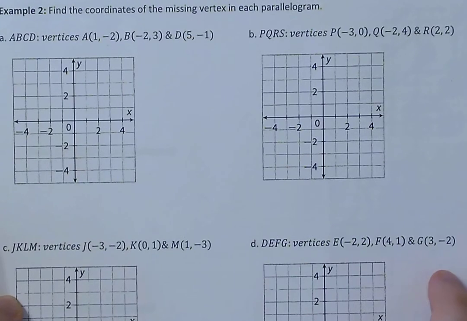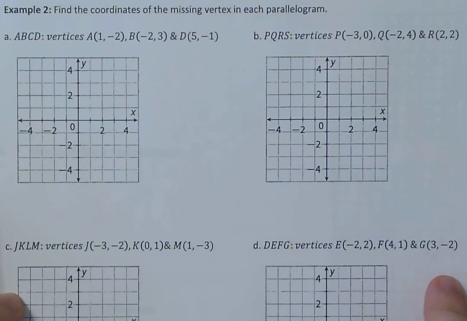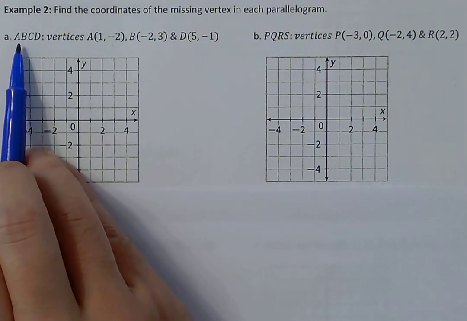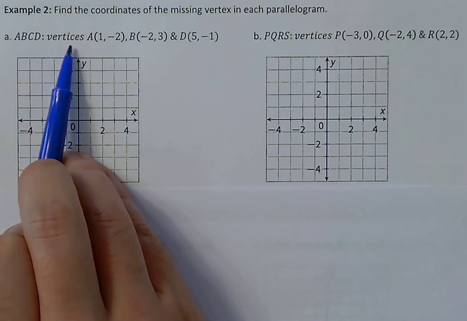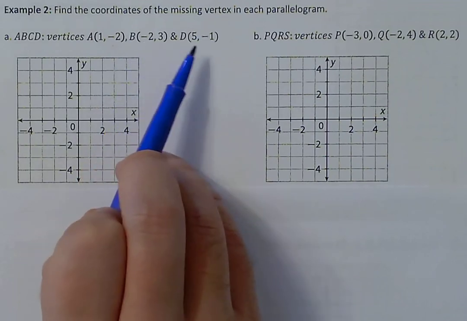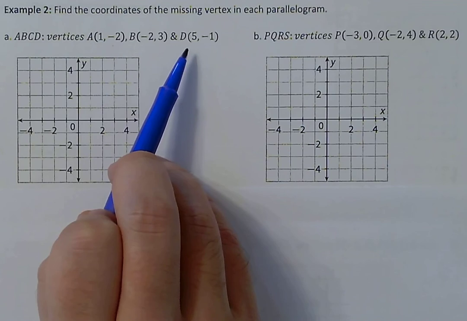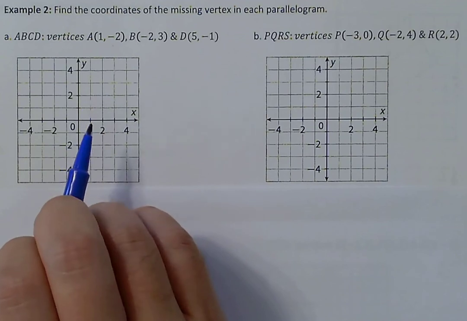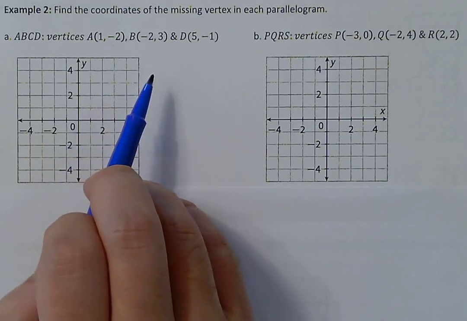Now, example 2 for 10.1 is going to ask us to find the coordinates of the missing vertex in each parallelogram. So for example 2, every shape is going to be a parallelogram, and we have to go through and find the missing coordinate. So for part A, we have A, B, C, D, and they give us the vertices of A at 1, negative 2, B at negative 2, 3, and D at 5, negative 1. So they give us 3 of the points, and we have to find the missing point, which in this case would be C.